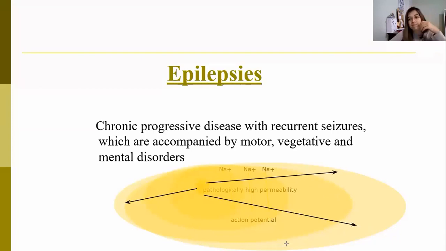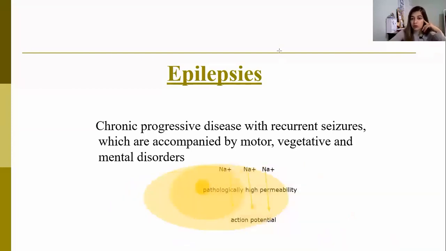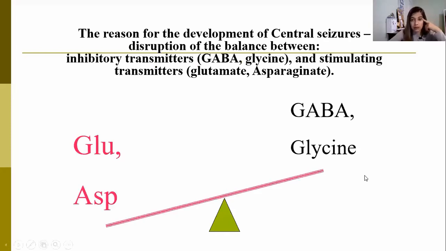This will lead to the motor, vegetative, and mental disorders of the patient, because the structures which should not be activated in that situation will become activated. So what we want to do, we want to stop all this process by stopping these pathologically high permeable neurons. Because when we stop this place, others will also stop.